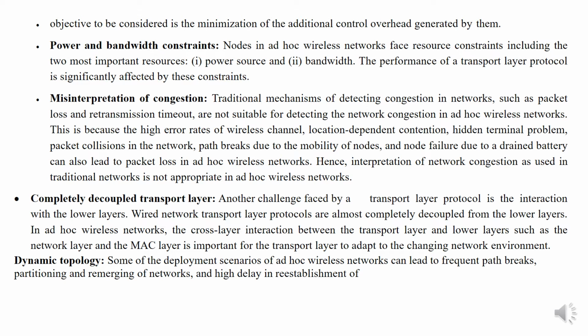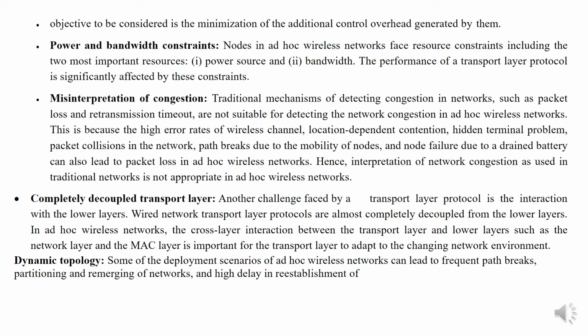Misinterpretation of congestion. Traditional mechanisms for detecting congestion in networks, such as packet loss and transmission timeout, are not suitable for detecting network congestion in ad hoc wireless networks. This is because the high error rates of the wireless channel, location dependent contention, hidden terminal problem, packet collisions in the network, path breaks due to mobility of nodes, and node failure due to drained battery can also lead to packet loss in ad hoc wireless networks. Hence, interpretation of network congestion as used in traditional networks is not appropriate in ad hoc wireless networks.